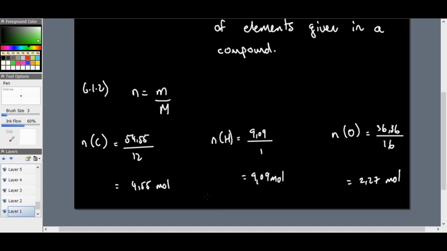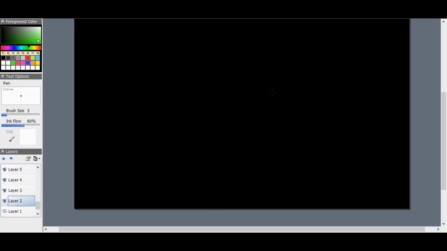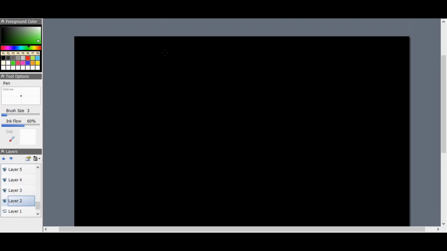Okay, so of course what we've got to do, we've got to split these up into a ratio. Let's do it on another page, sorry. So we've got the mole ratio of carbon to hydrogen to oxygen, and that's obviously 4.55 to 9.09.